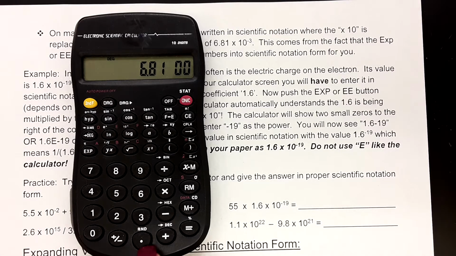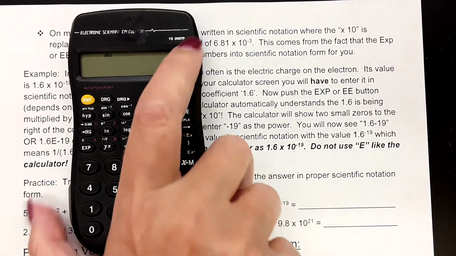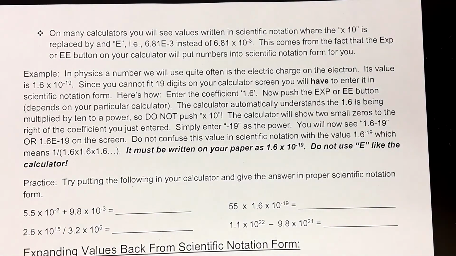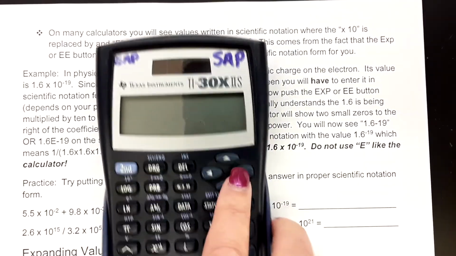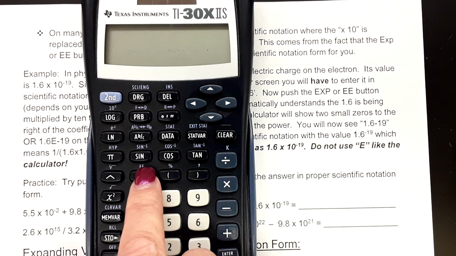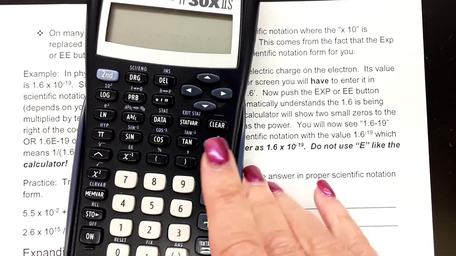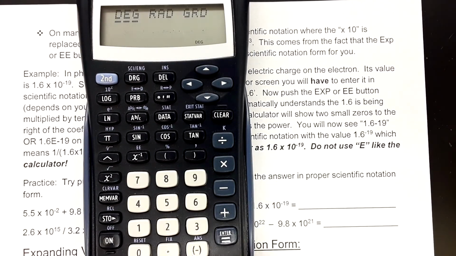So we're going to put in change sign 3. So that's 6.81 times 10 to the negative third power. Okay? And then you can add, subtract, multiply, or divide. All right? The last calculator is this one. This is a common calculator. It also has the double E like the graphing, okay? It's also the second function of this particular button. So I would stick it into the calculator.